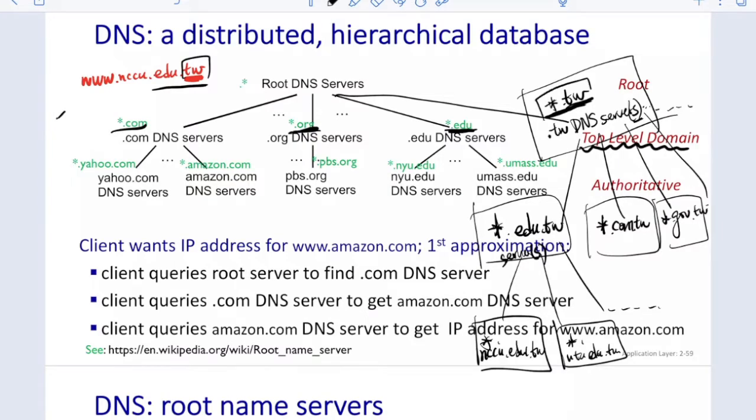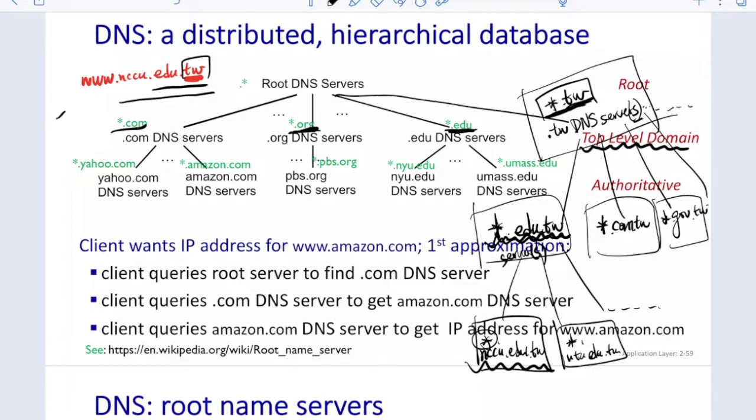So the .tw servers tell you, okay, there are some servers that can resolve .edu.tw, right? So after that, we have to resolve nccu.edu.tw, and then those servers right here will tell us some servers, okay, go ask them. They know how to resolve nccu.edu.tw.